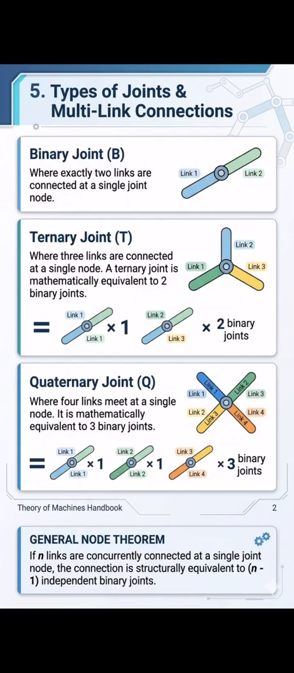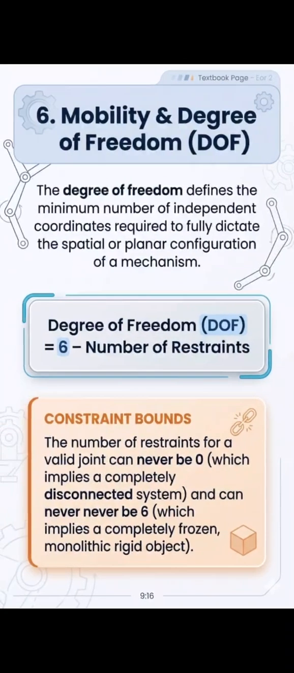Theory of machines and mechanisms. General node theorem: if n links are concurrently connected at a single joint node, the connection is structurally equivalent to n minus 1 independent binary joints. Mobility and degrees of freedom.